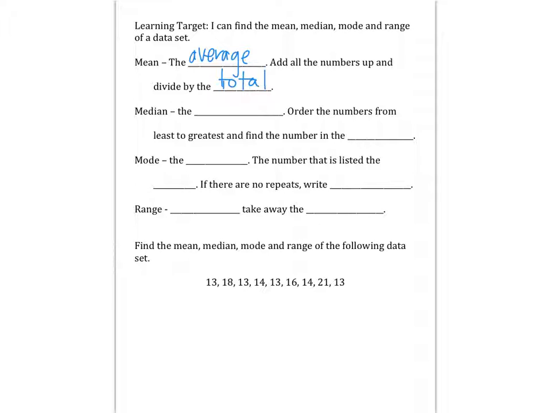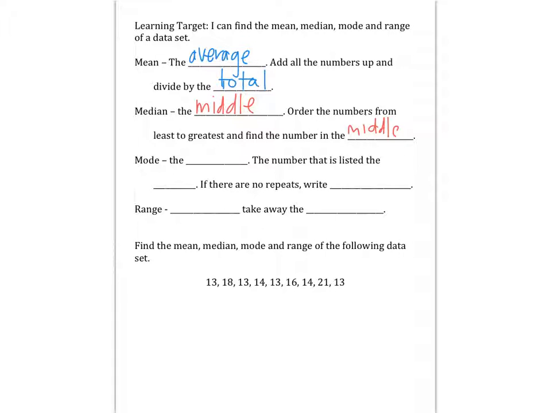Median. Median is the middle. So we'll order the numbers from least to greatest and find the number in the middle. And this is really important: line your numbers up from least to greatest and actually find the middle and not just try to guess and check, because when there gets to be a lot of numbers, that's pretty difficult to do all in your head.